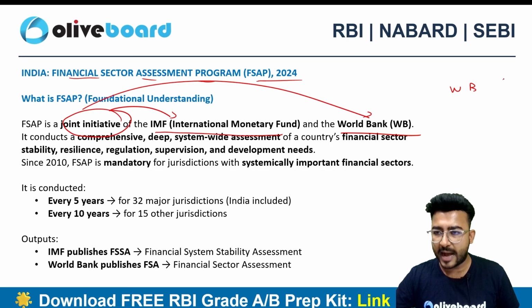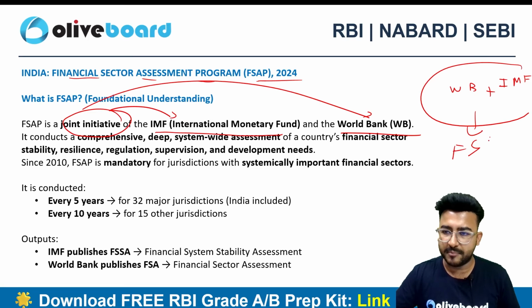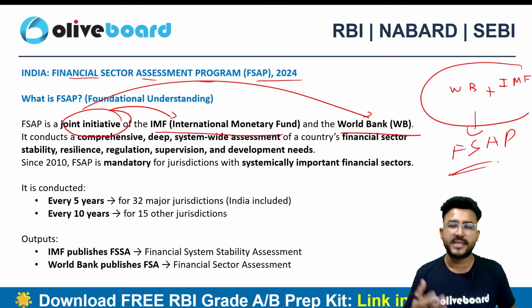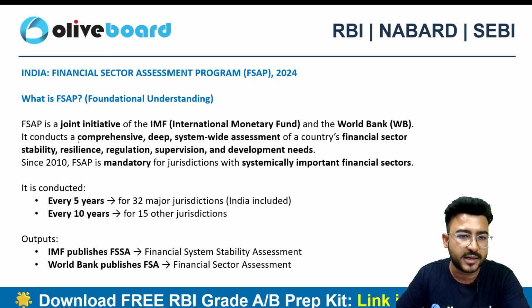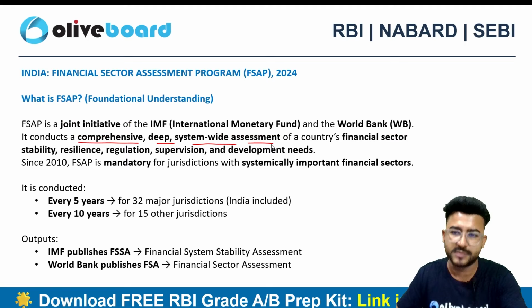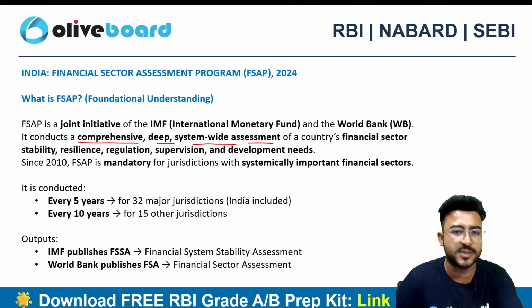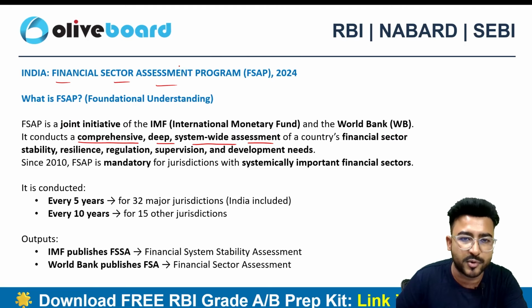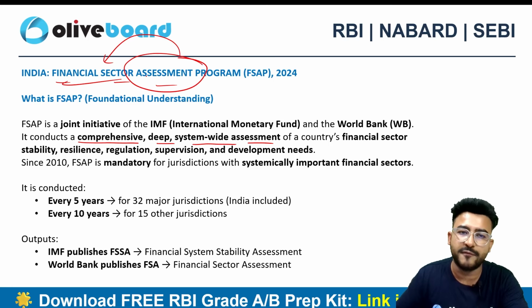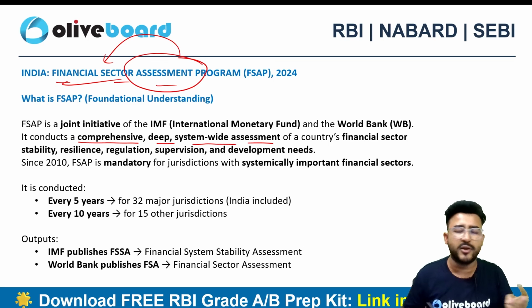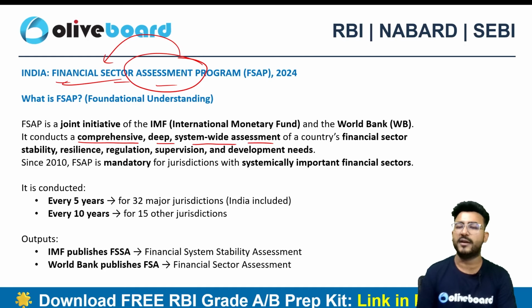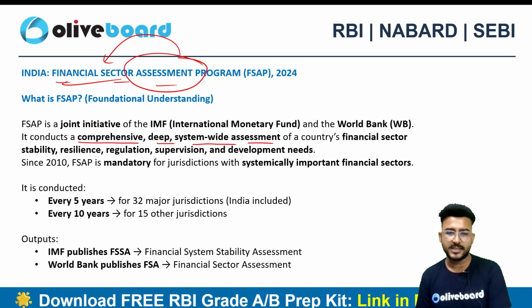So World Bank and IMF joint initiate करके एक FSAP बनाते हैं, which is Financial Sector Assessment Program. What the whole idea is कि यहाँ पे they are conducting a comprehensive, deep and system-wide assessment of countries' financial sector. As the name says it all, Financial Sector Assessment Program. So they are assessing the financial sector developments related to stability, related to resilience, related to regulation, supervision, and what kind of developments are still required in this system, right?